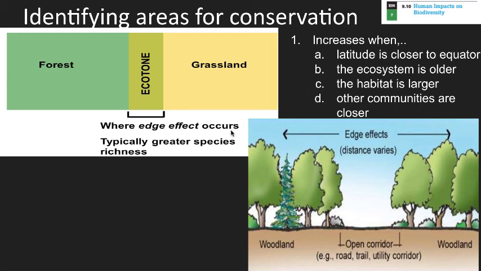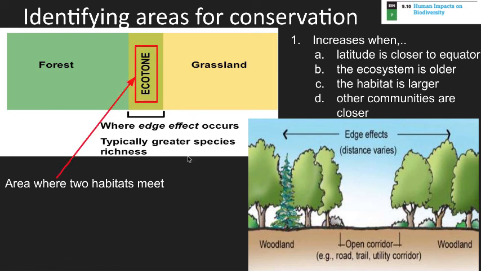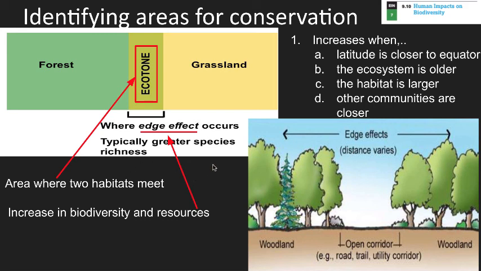We also see a couple of terms here we'll have to define, which is an area where 2 habitats meet, an ecotone. An ecotone is simply 2 habitats. The overlap area, it's kind of like a Venn diagram, the middle is the ecotone. At an ecotone, we find this thing called the edge effect, where an increase in biodiversity and resources occurs because we get a little bit of forest and a little bit of grassland. So right in the middle, we can see this increase in biodiversity. Something like a marsh would be an example of that.